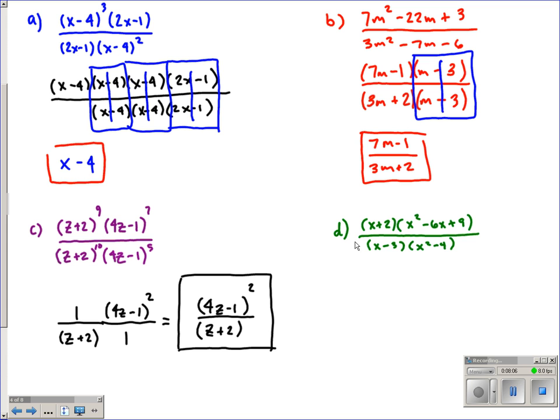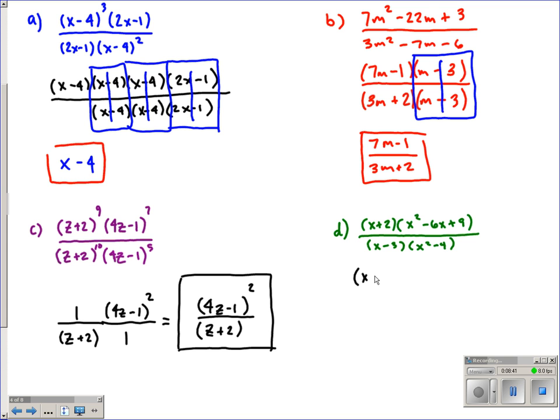That would be our simplified answer there. And our last one, D, we have the quantity of x plus 2 times the trinomial x squared minus 6x plus 9 over the quantity of x minus 3 times the binomial x squared minus 4. As it is, there's nothing that definitely jumps out that I can pair up and take out the 1 with right now. But I suspect that this factors, and so does this. So let's go ahead and factor those.